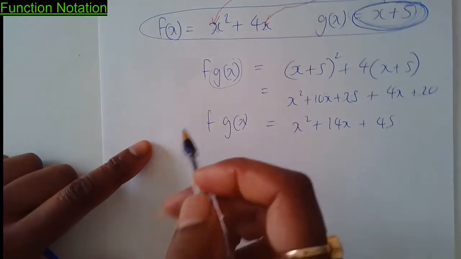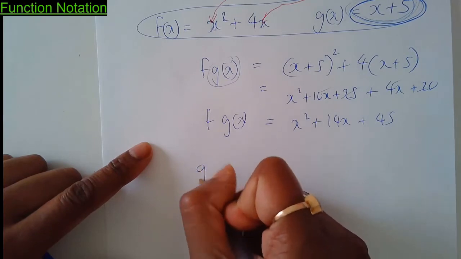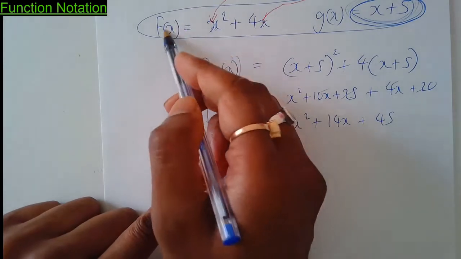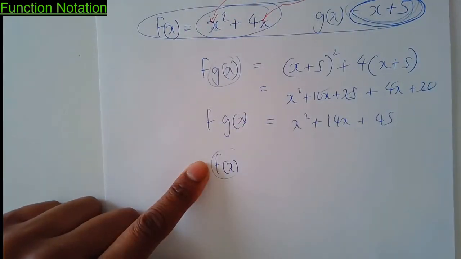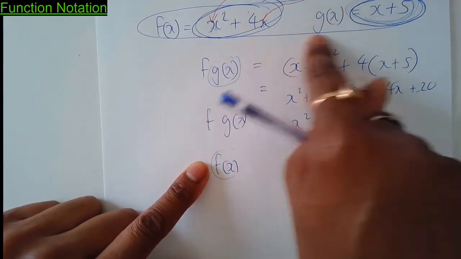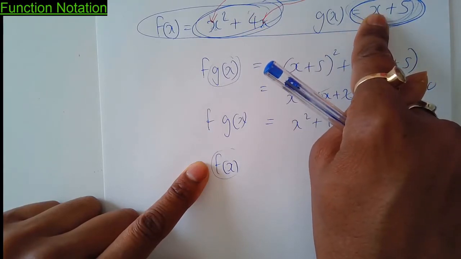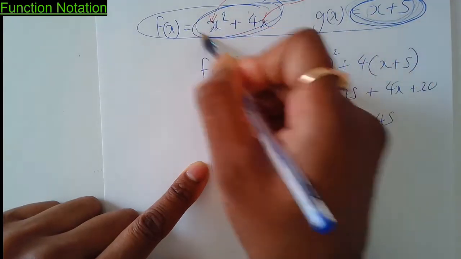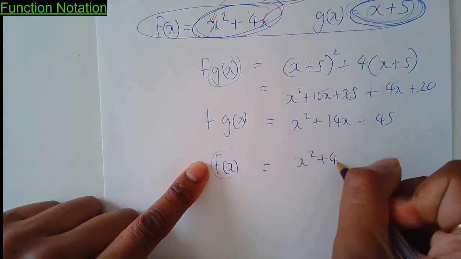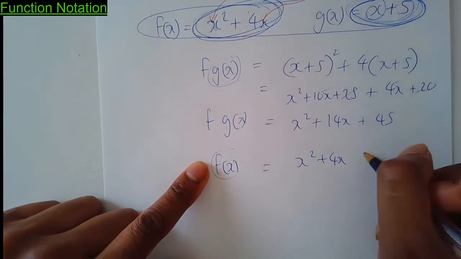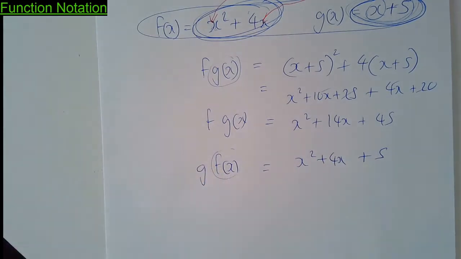I could swap the letters around then. This time g f of x. So you look at the last letter, f of x, which is all of that. And you put that into this function, into the x over here. So replace that with all of that. Okay, I've replaced that with all of this, and you get the plus 5 at the end of it. It can't be simplified any further.